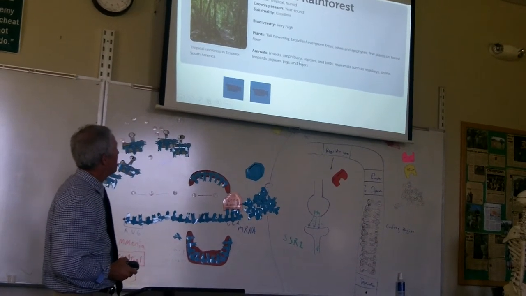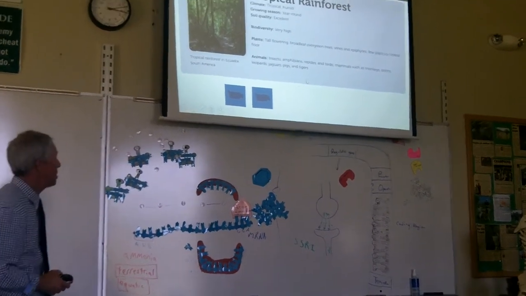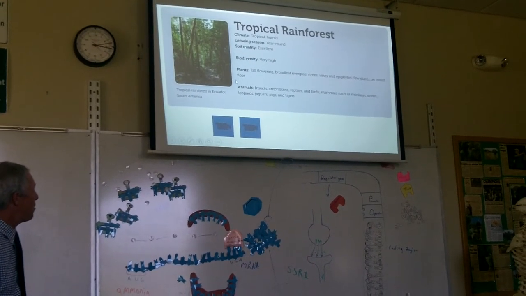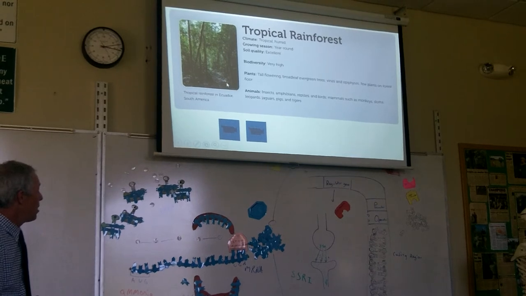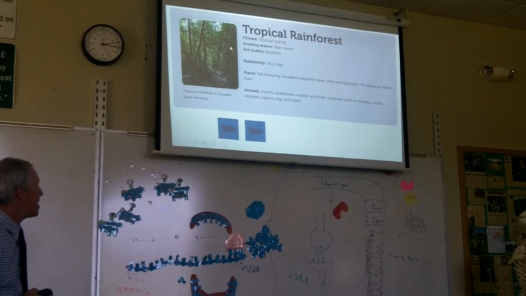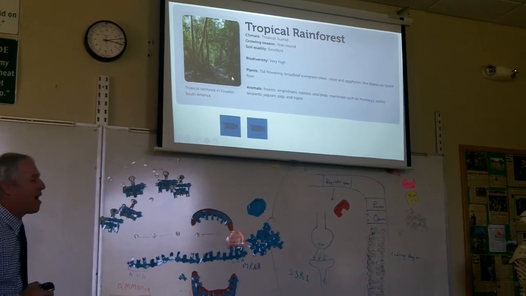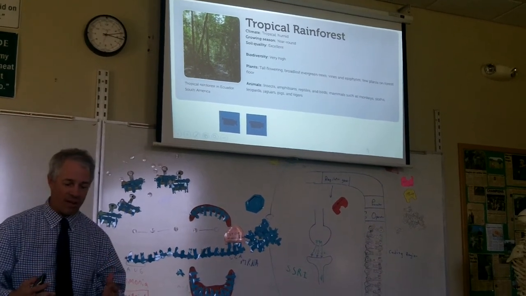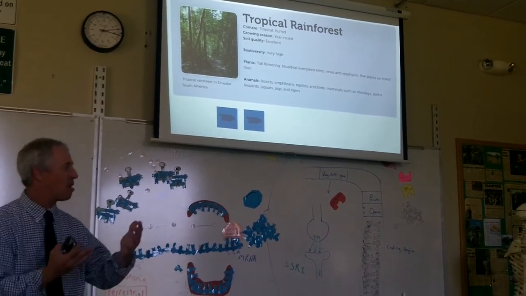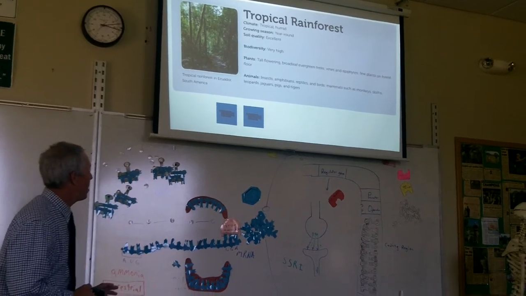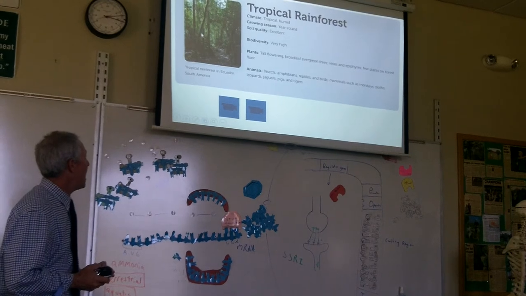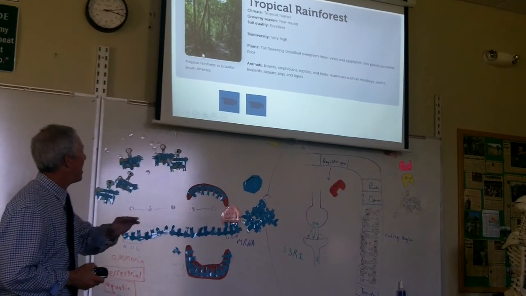And then lastly for today, the tropical rainforest. This is found near the equator. It has lots of trees. It's got the highest temperatures, the most water. You have the most organisms that can be supported on the planet living in the tropical rainforest. There's a lot of growth. And there are different levels.